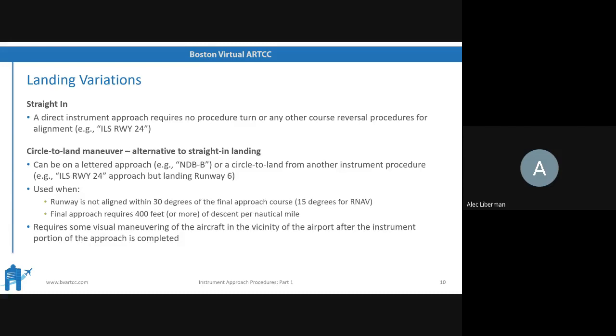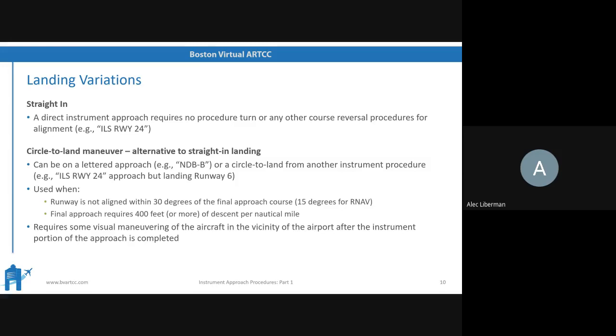Then you can have a circle to land maneuver, which is an alternative to the straight-in landing. This can be either on a lettered approach, such as the NDB Bravo, or a circle to land minimum subset from another instrument procedure, such as the ILS 24 approach, but landing runway 6 with a circle.